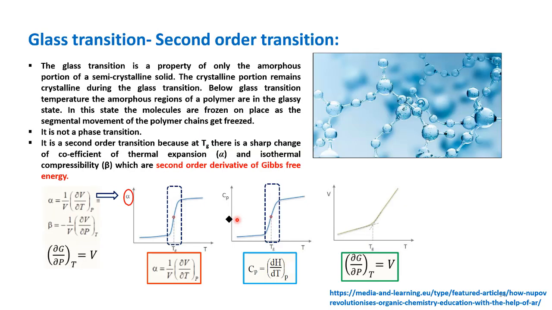Then the second, the glass transition temperature, that is a second order transition. So here basically the change is second order. That means the second order derivative of Gibbs free energy is taken into consideration. So alpha is the derivative of the Gibbs function. Here V is delta G by delta P at constant temperature. So again, if we take a derivative of this, if we put the value of V, again we have to differentiate the Gibbs function again. So this is alpha and this is beta, and these are the formulas for these two.